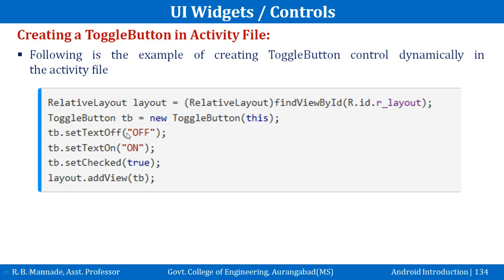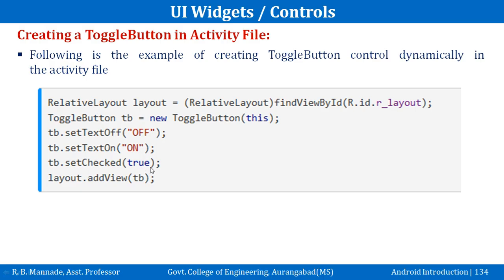And we are setting three parameters of this toggle button, that is tb.setTextOff, setTextOn, and setChecked. So whenever the button is in the off state, its text will be off. When it is in the on state, its text will be on. And to this setChecked method a true value is passed.